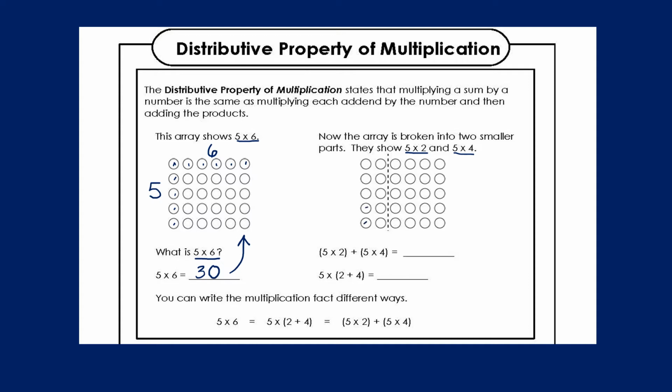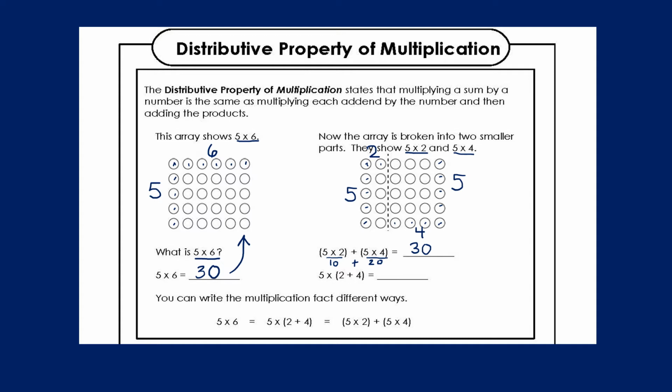We have 1, 2, 3, 4, 5 rows and 1, 2 columns. On the right, we have 1, 2, 3, 4, 5 rows and 1, 2, 3, 4 columns. 5 times 2 plus 5 times 4. 5 times 2 is 10, plus 5 times 4 is 20. 10 plus 20 is 30.